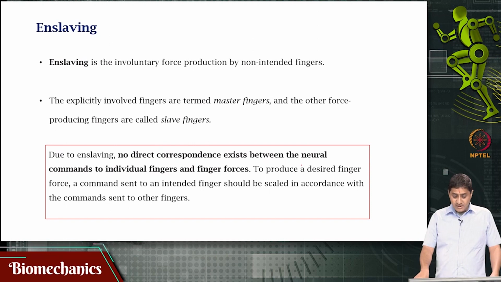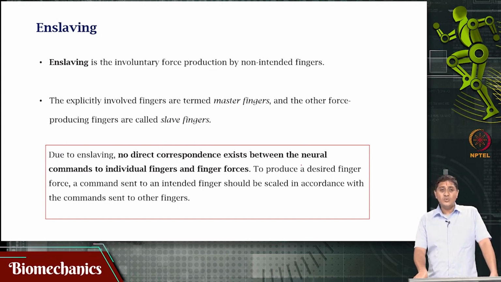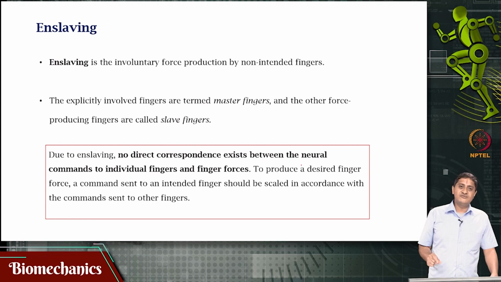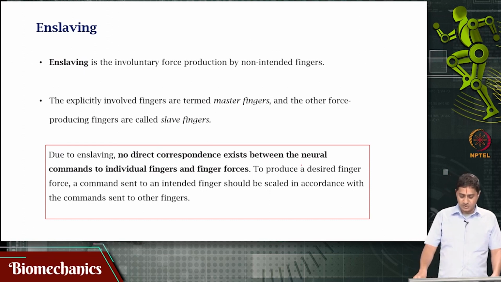Because of this, there is no one-to-one correspondence between the command given to the individual fingers and the forces that are actually produced. If a particular force is actually produced in a finger, that is a back-worked force. It is not necessarily the force that is intended by the brain. So there is no one-to-one correspondence between what is intended by the central nervous system and what the finger is actually doing.